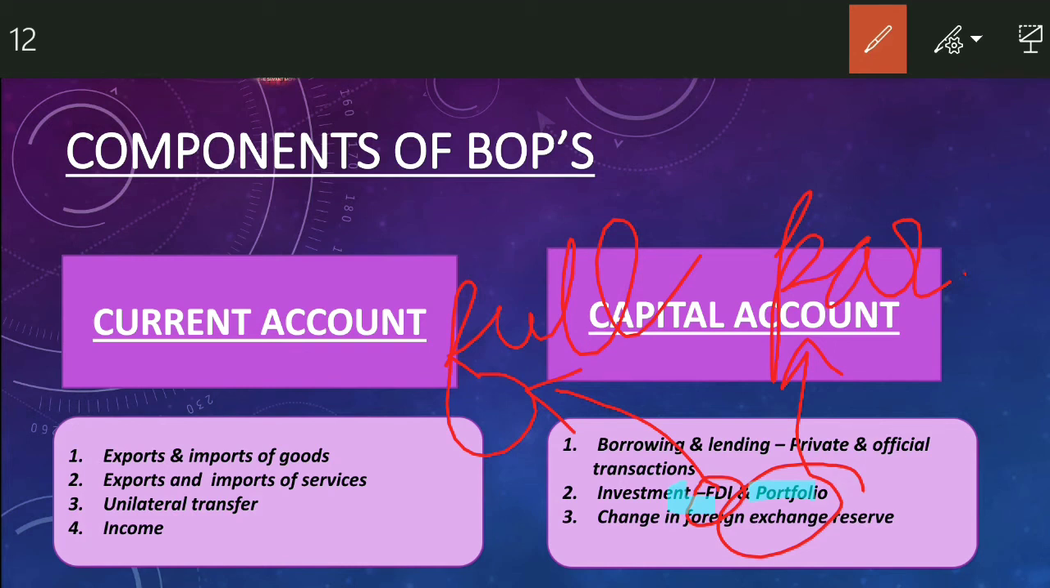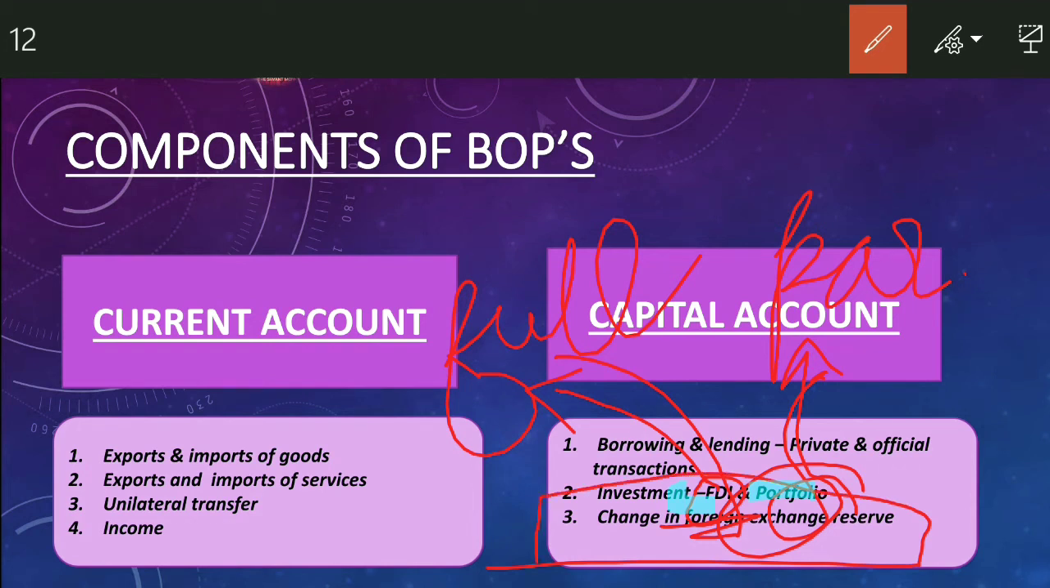For example, purchase of shares of a foreign firm by Tata Industry. Purchase of shares of a foreign firm is portfolio investment by the Indian firm as it gives only partial control over the asset. And purchase of assets abroad will be recorded on the negative, that is debit side, and sale of assets abroad will be recorded on the positive or credit side of the balance of payments account. Alright. So remember, FDI gives full control and portfolio gives partial control. Now talking about the last component of capital account, it is change in foreign exchange reserves.